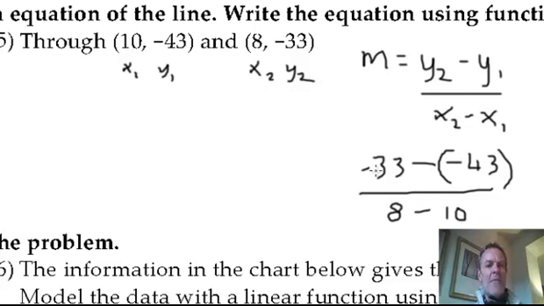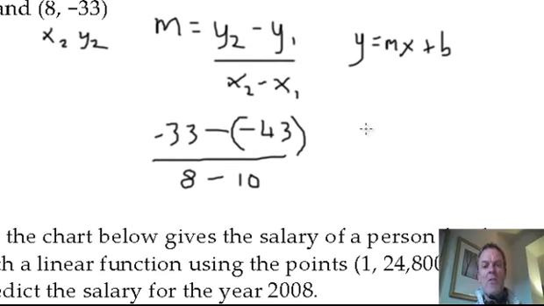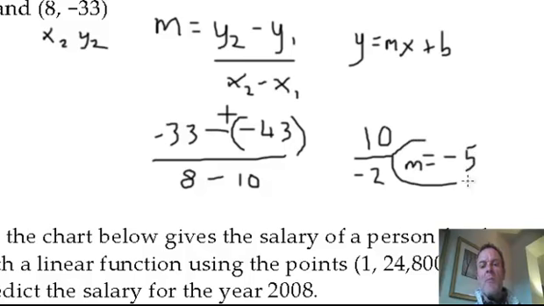So I'm going to get negative 33 plus 43. That is going to give me 10. Okay, negative 33 plus 43, remember, two negatives. 8 take away 10 is negative 2. Looks like the slope is negative 5. That's what m equals, okay?